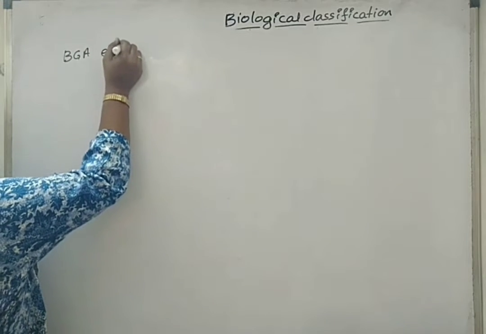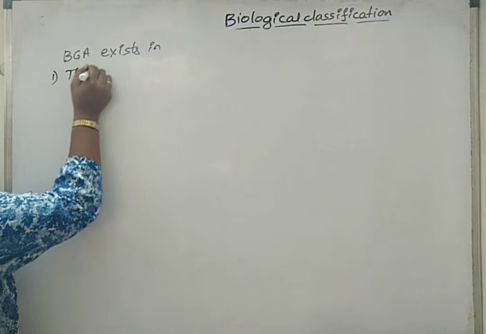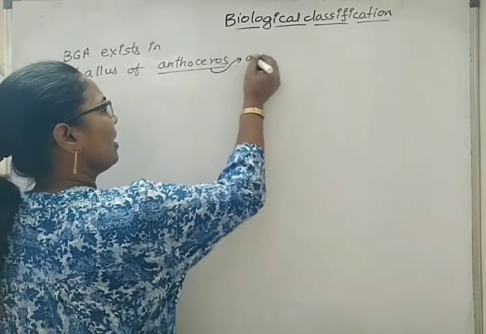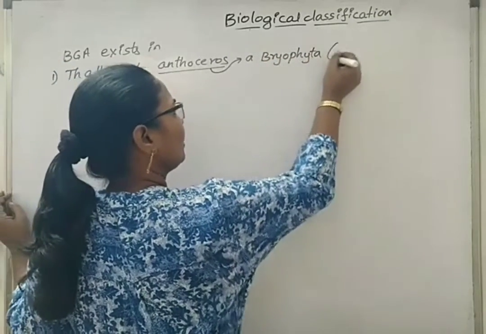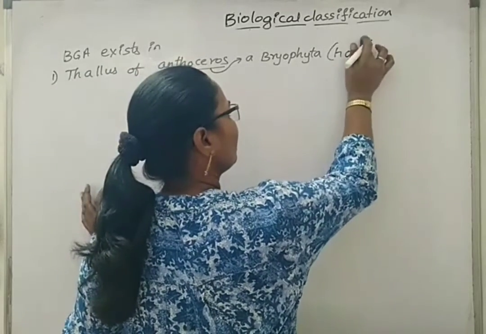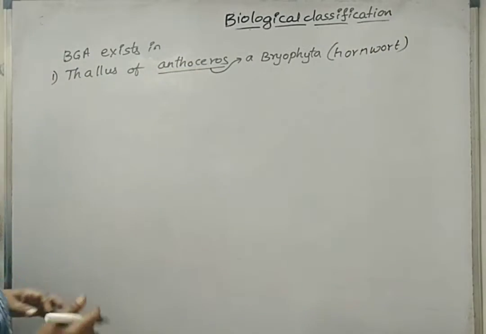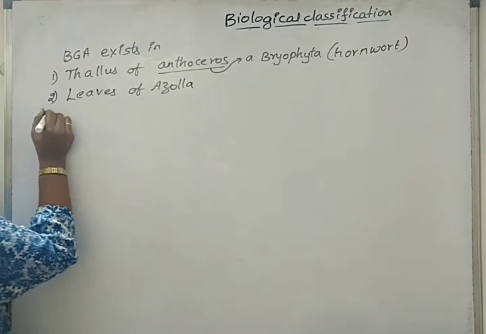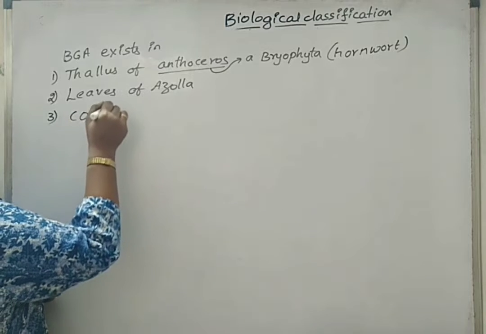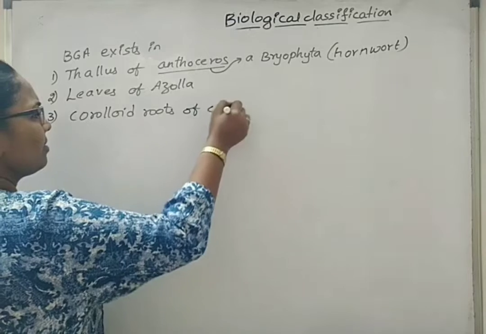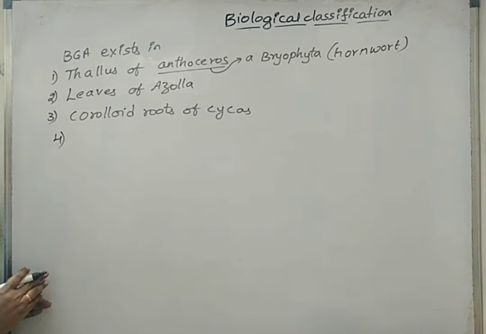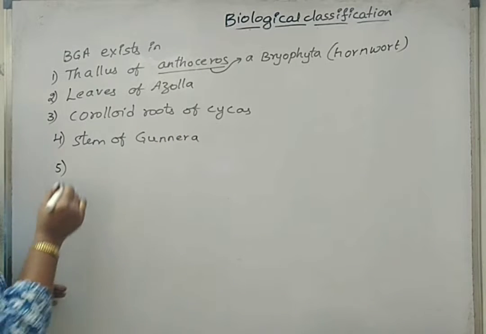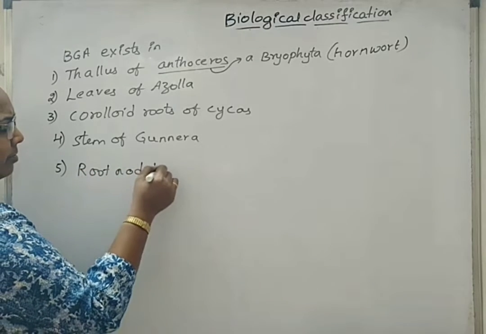Blue-green algae exists in the thallus of Anthoceros. Anthoceros is a bryophyte, another important point is it is a hornwort. Second one, blue-green algae exists in leaves of Azolla. Blue-green algae exists in coralloid roots of Cycas. Blue-green algae also exists in stem of Gunnera. Blue-green algae exists in root nodules of Trifolium.